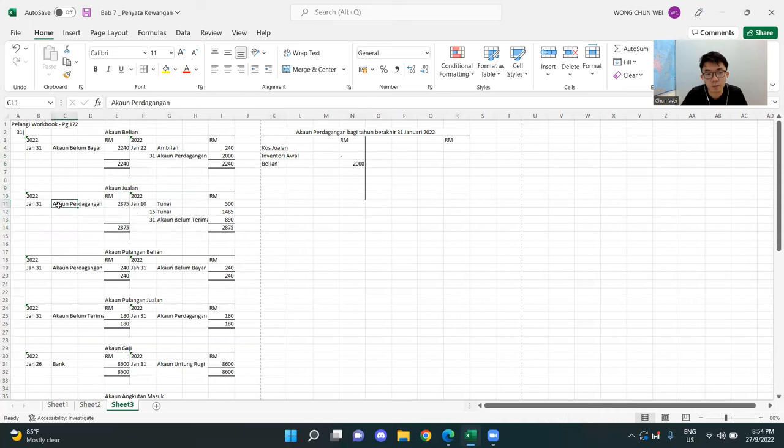Then look at the account jualan. You see, the account perdagangan is in the debit side of the account jualan. So now in the account perdagangan, we must credit. You see? So here, jualan, how much? 2,875.